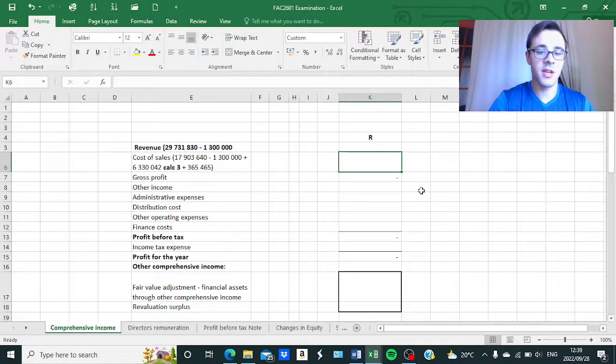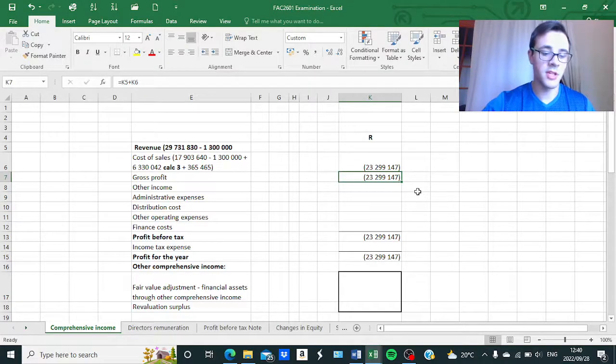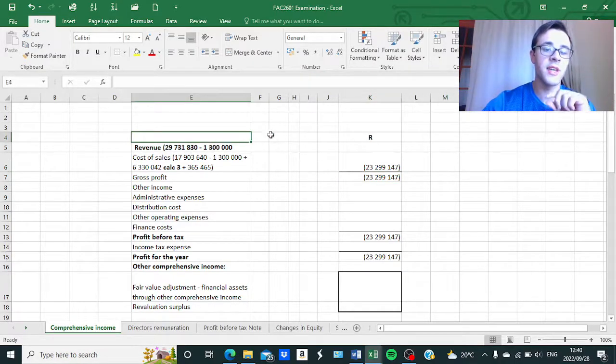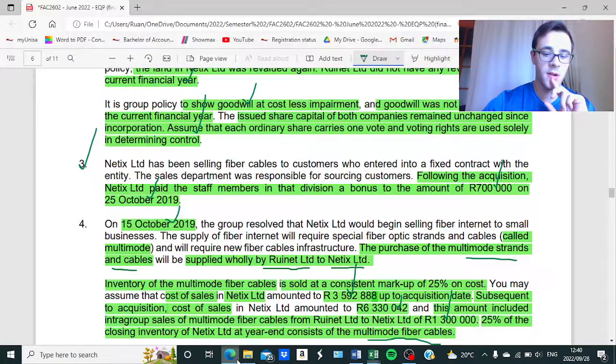for the year ended 31 March 2020 would be 23,299,147. Alright, we still need to calculate the revenue for the post-acquisition period.